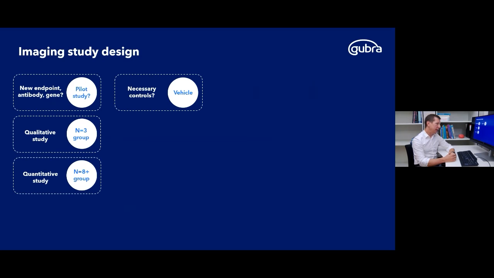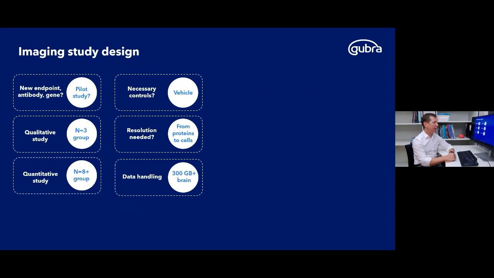Related to this a little bit are also the controls that are needed, such as which kind of vehicle is used as a control and how to correct for autofluorescence, for example. And finally, they come a little bit hand in hand: the resolution that is needed to answer a particular question, in preclinical research, and how to handle data.